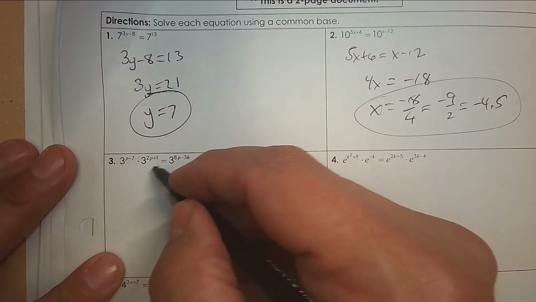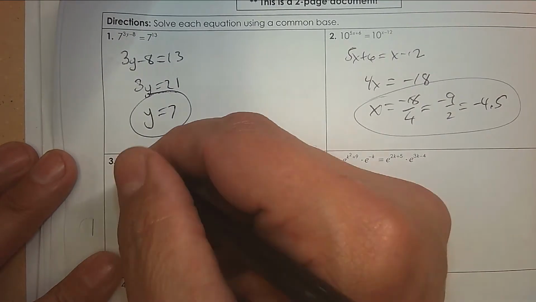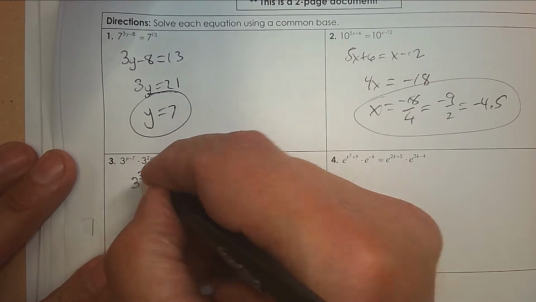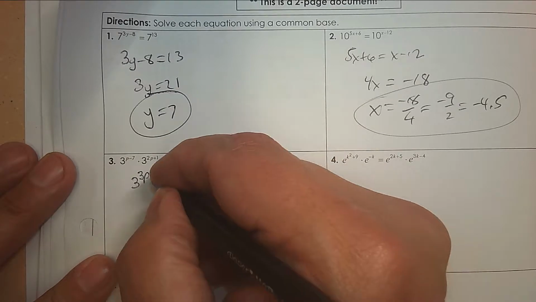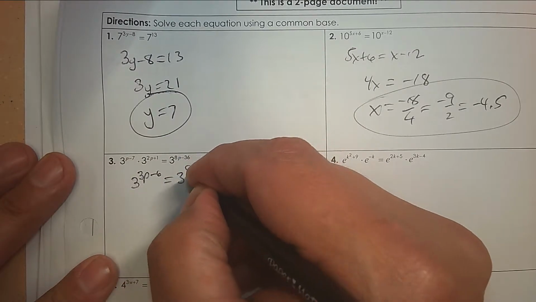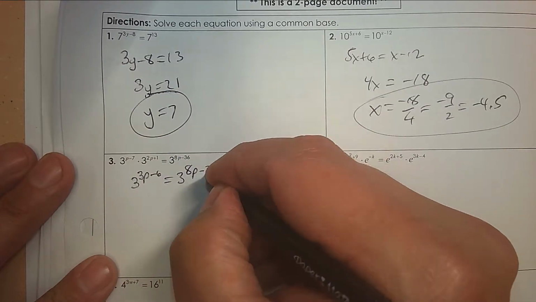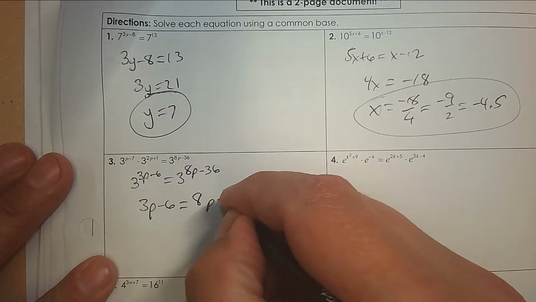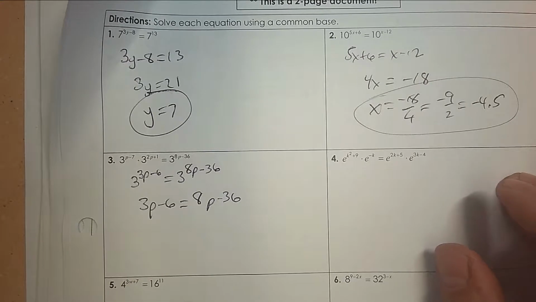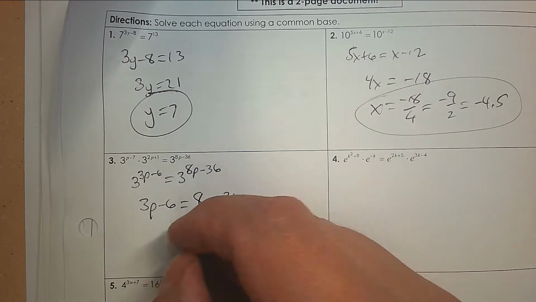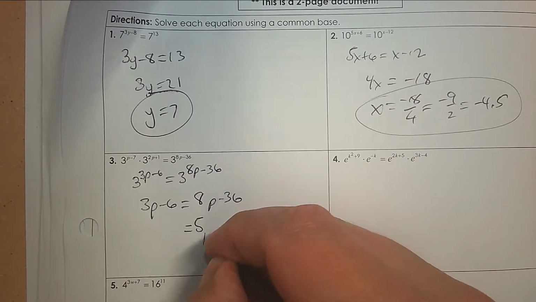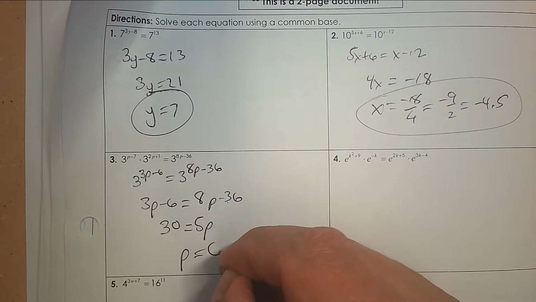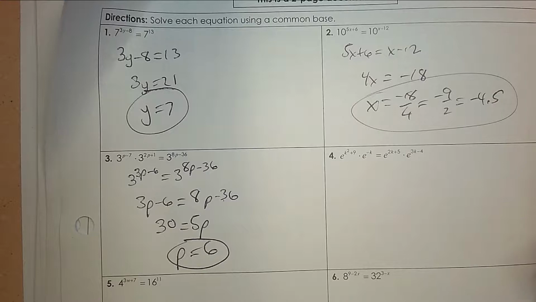3. First, combine the bases together. So when you're multiplying, you add. So when I add them together, p plus 2p is 3p, and negative 7 plus 1 is negative 6. On the right, we just have the one base. The bases are the same. So I take one exponent equal to the other exponent. Combine like terms, so subtract 3, so that's 5. Add 36, that's 30. Divide, and you get your answer. 5 goes into 30 six times.